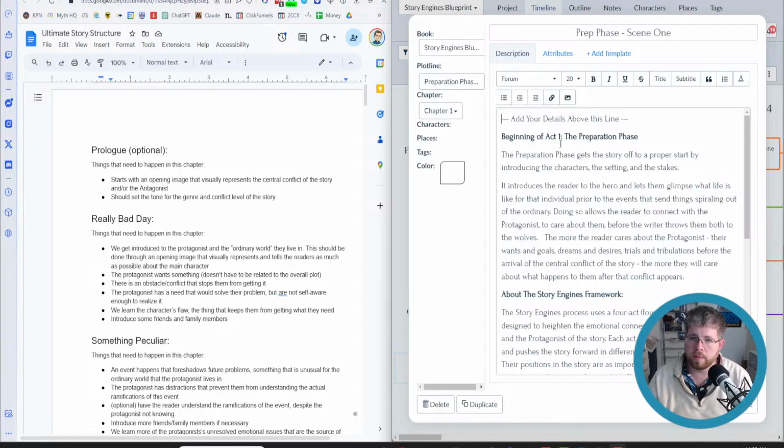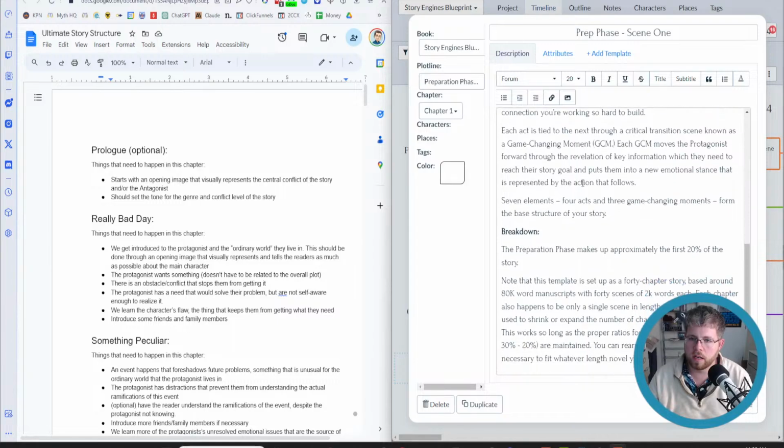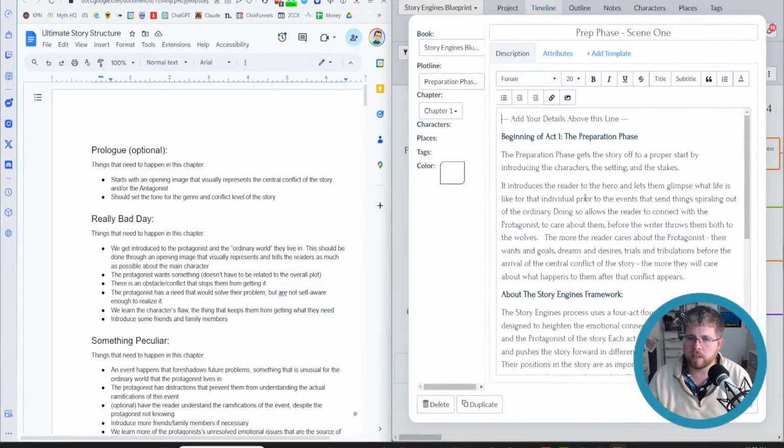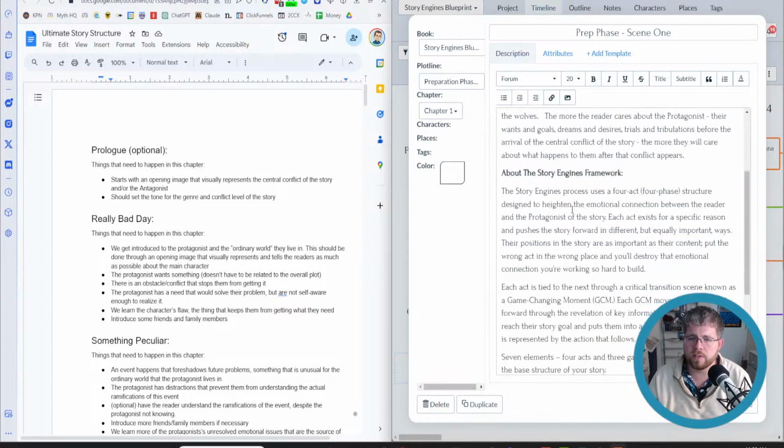All right. Beginning of Act 1. Prep phase, scene 1. Some of this is about the preparation phase. The preparation phase gets the story off to a proper start by introducing the characters, the setting, and the stakes. It introduces the reader to the hero and lets them glimpse what life is like for that individual prior to the events that sent things spiraling out of the ordinary. Doing so allows the reader to connect with the protagonist, to care about them before the writer throws them both to the wolves. The more the reader cares about the protagonist, their wants and goals, dreams and desires, trials and tribulations before the arrival of the central conflict of the story, the more they will care about what happens to them after that conflict appears.